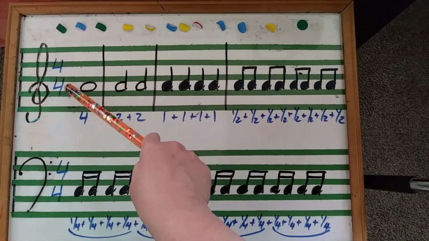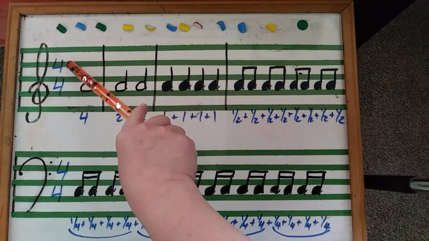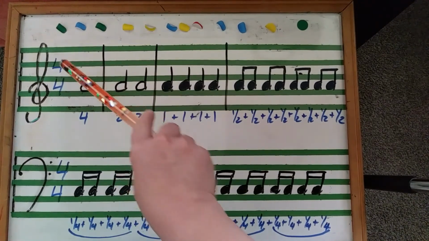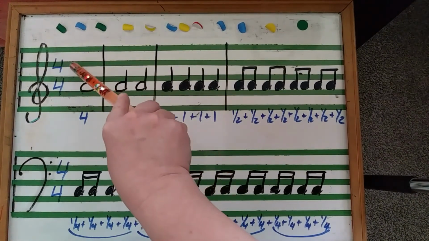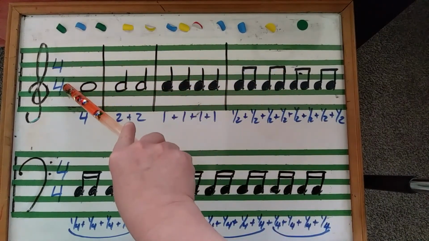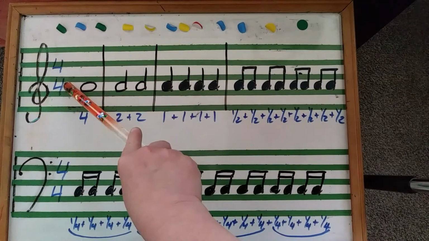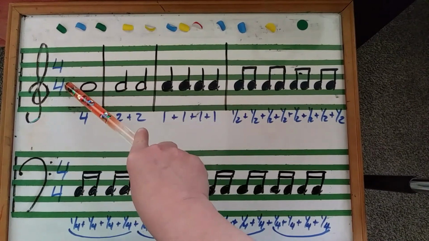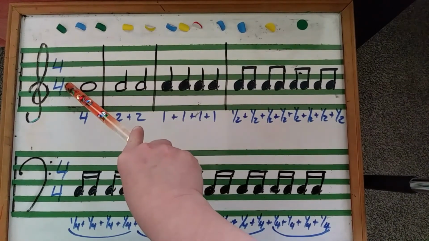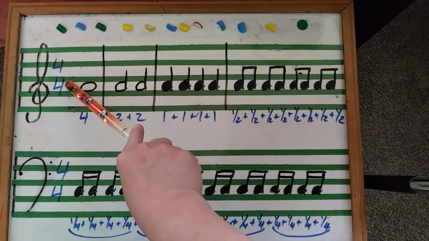Now, what that means is this top number tells you how many beats or counts there are in each measure. So here there's 4 beats in each measure. The bottom number tells you which type of note gets 1 beat, gets 1 count. When it's a 4, that means a quarter note gets 1 beat. If it was a 2, it would mean a half note gets 1 beat. If it was an 8, it would mean an eighth note gets 1 beat.